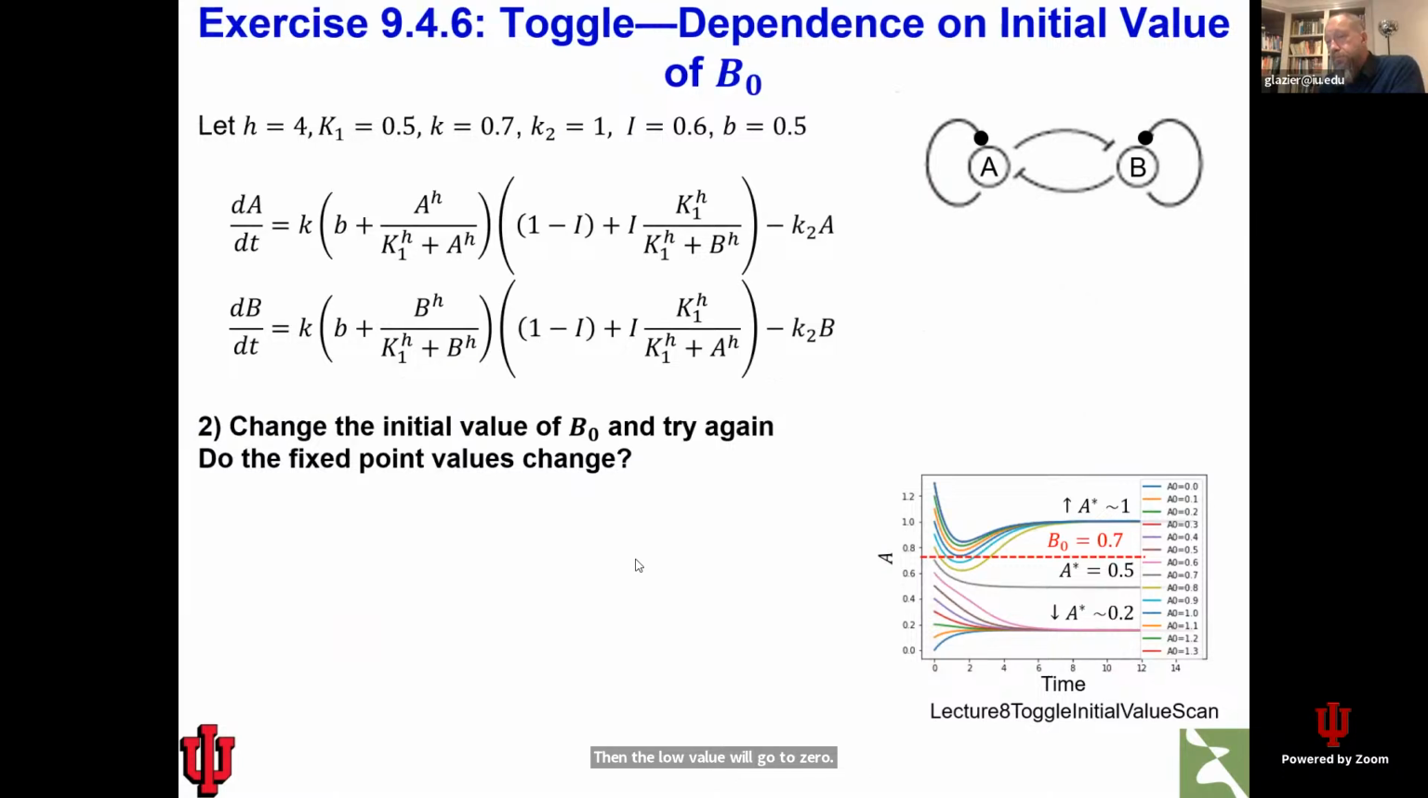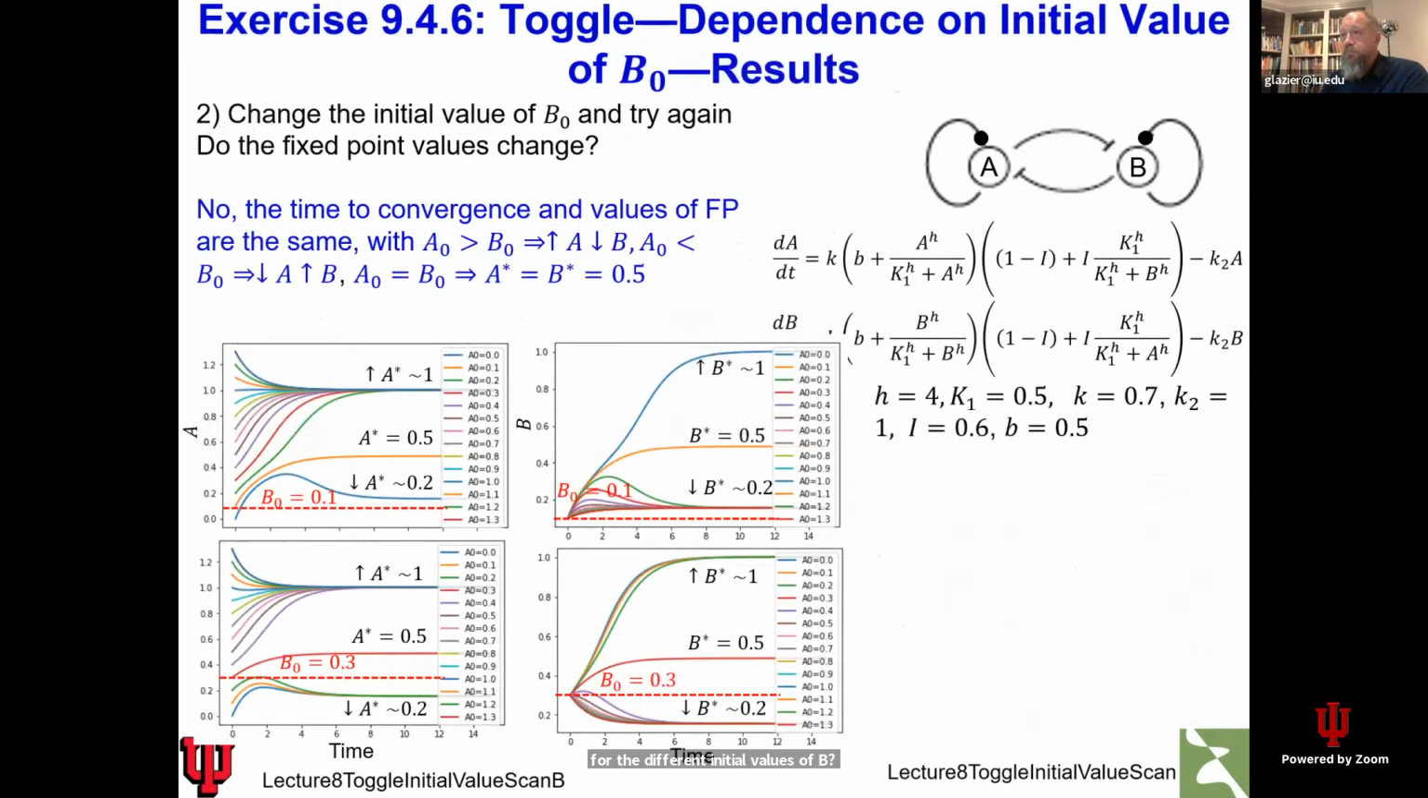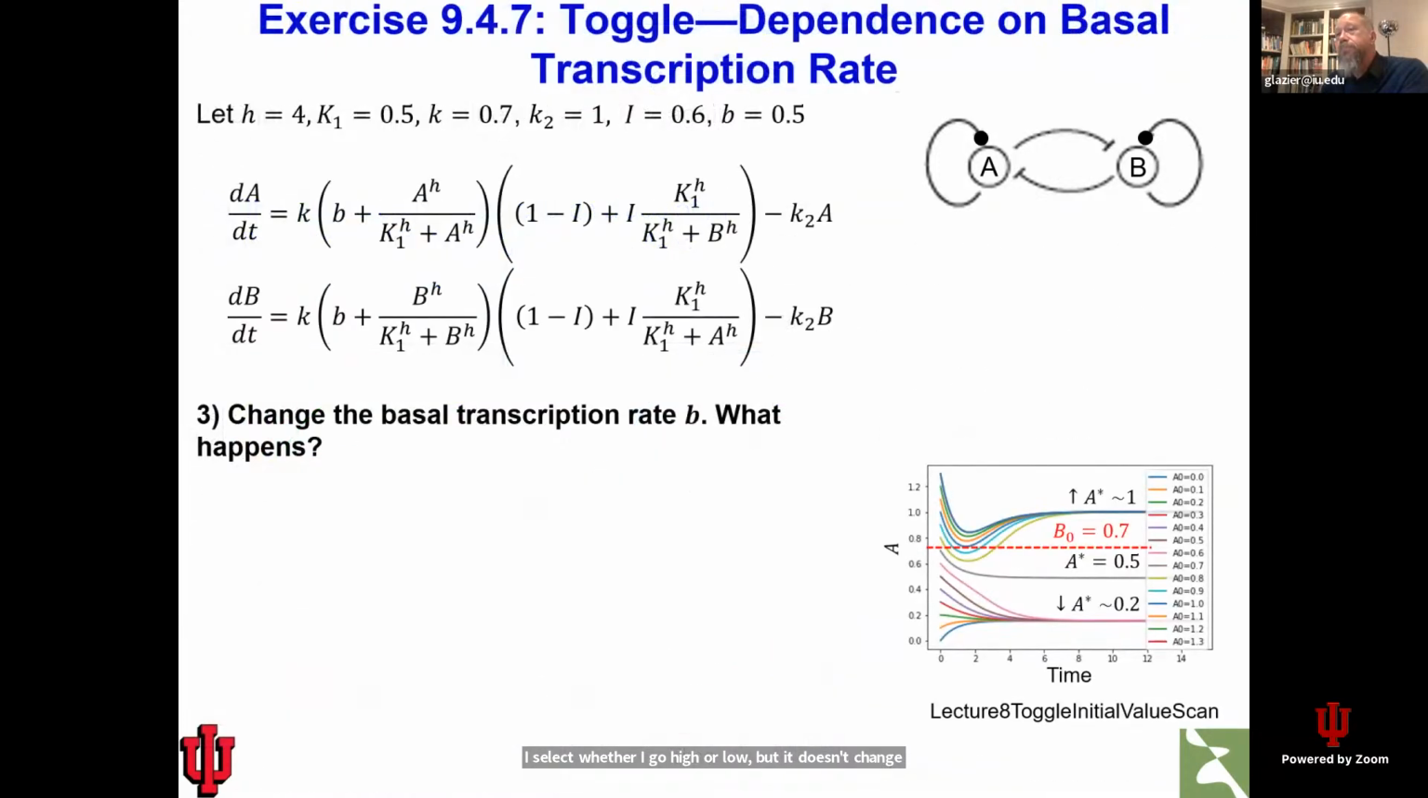All right. And if I change B, I can ask two questions. Do the fixed points change? Does the high value of A and the low value of A change for the different initial values of B? And clearly the answer should be no. Although the time to convergence also should stay the same. And so as I move that initial value of B, I select whether I go high or low, but it doesn't change the final outcome.